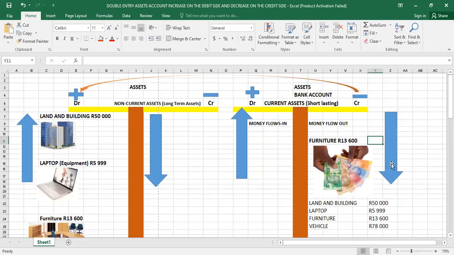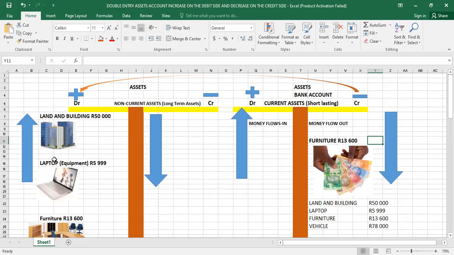You can see the money is going down within the business. I've even shown you with a picture the value of money. The money is flowing out from our business on the credit side. But what is it that we are benefiting after losing the money? We are benefiting on our debit side of our asset account, specifically the non-current asset, which is the long-term asset.